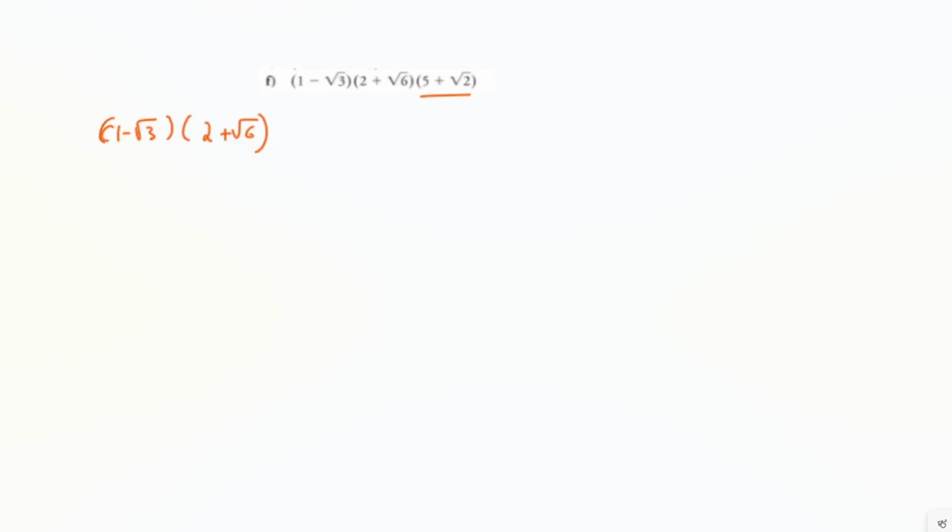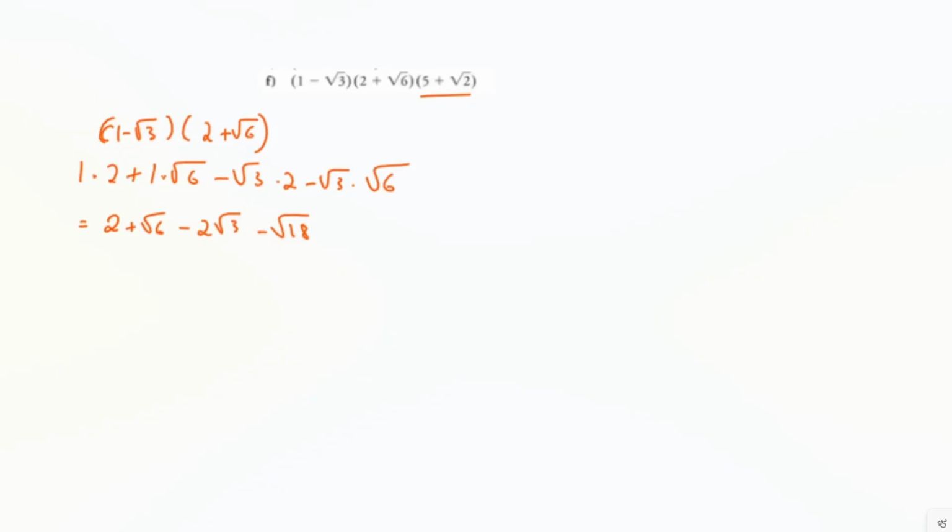Firstly we have 1 times 2, so that's 1 times 2 plus 1 times root 6, right? And then we're going to have negative root 3 times 2 and subtract negative root 3 times root 6. If you simplify this expression, we get 2 plus root 6 minus 2 root 3 minus root 18. That's our simplification over here.